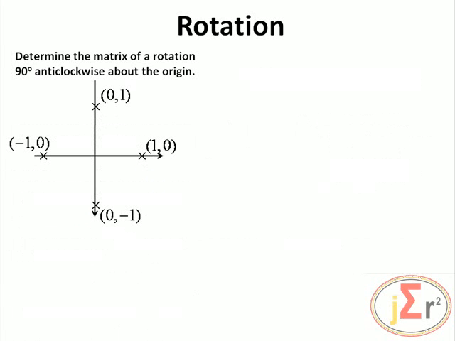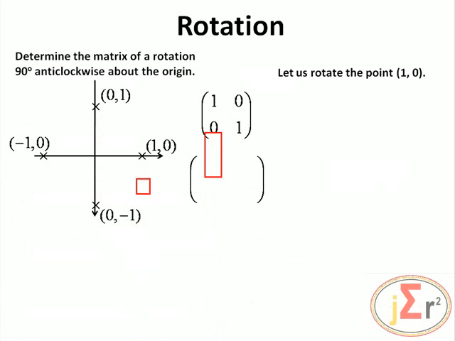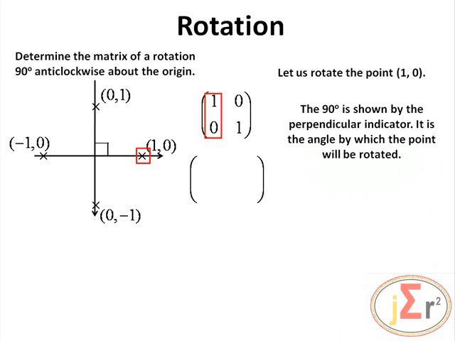Determine the matrix of a rotation 90 degrees anticlockwise about the origin. So our movement this time is anticlockwise. So let us rotate the point 1, 0. The 90 degrees is shown by the perpendicular indicator. It is the angle by which the point will be rotated. So this is going to go in that direction this time. So that moves to 0, 1.